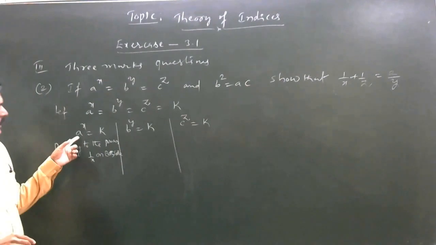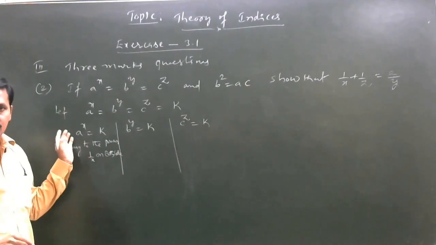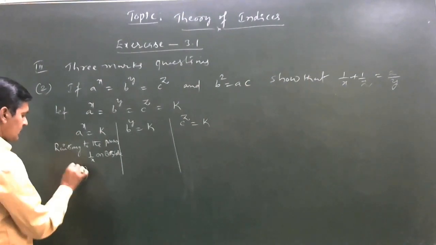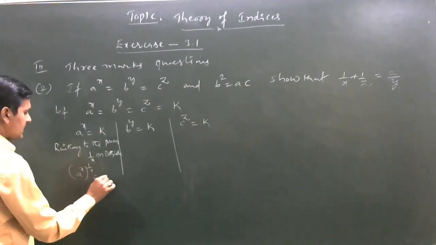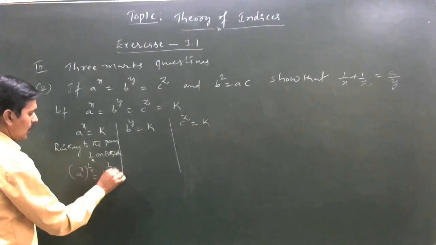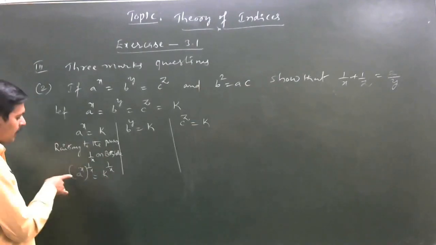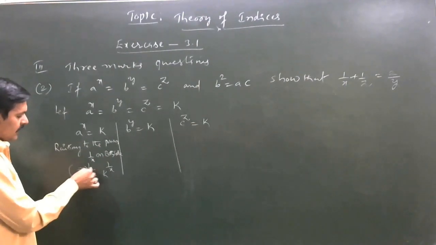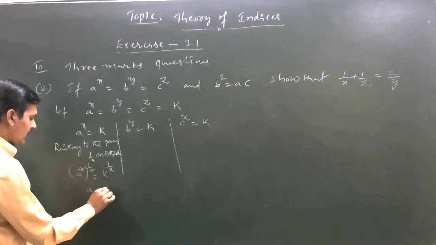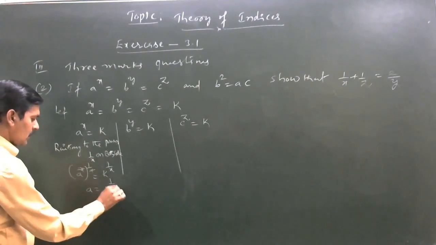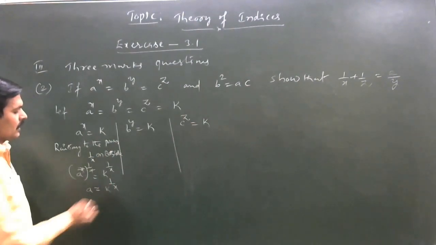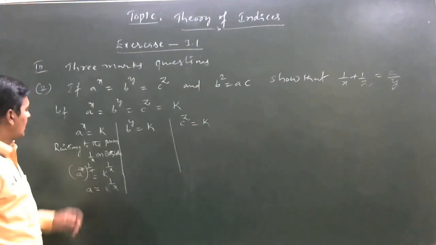Here in this equation, raising to the power 1 by x on both sides. (a power x) whole to the power of 1 by x equals k power 1 by x. Here again, applying (a power m) whole power n equals a to the power of m into n, x gets cancelled. So a equals k power 1 by x.